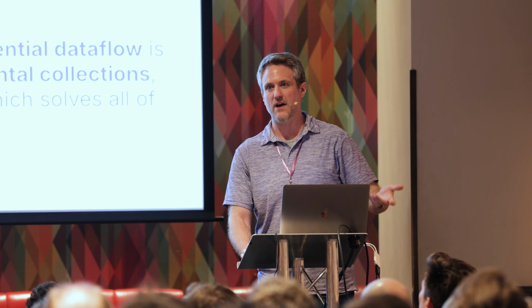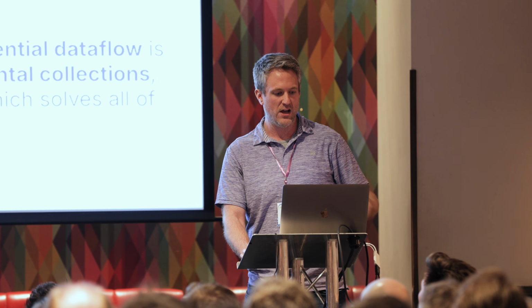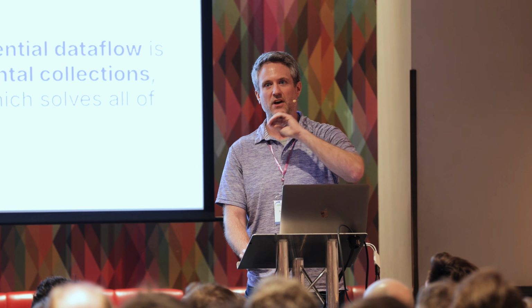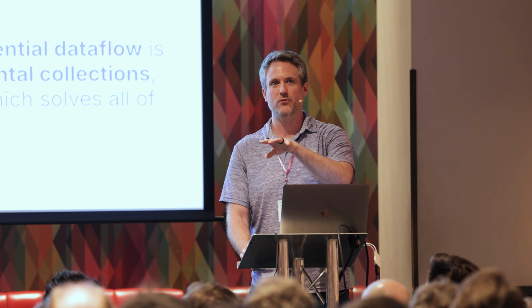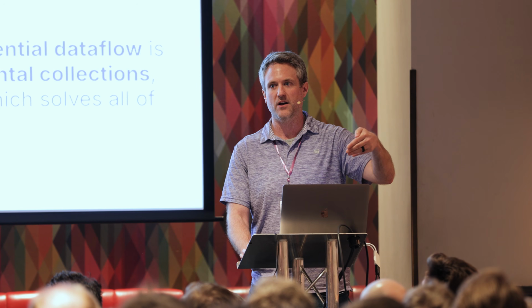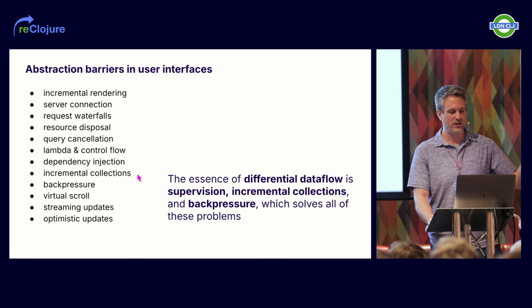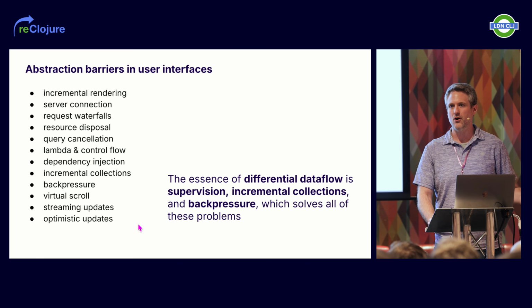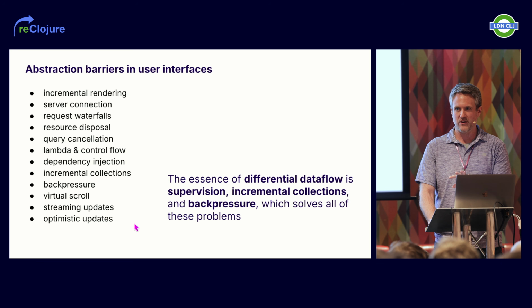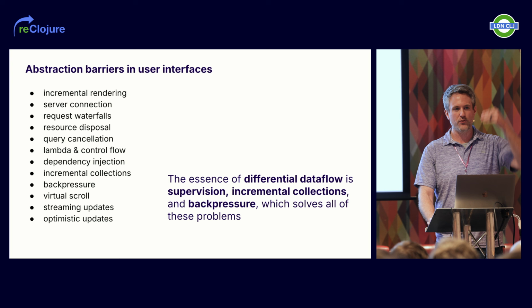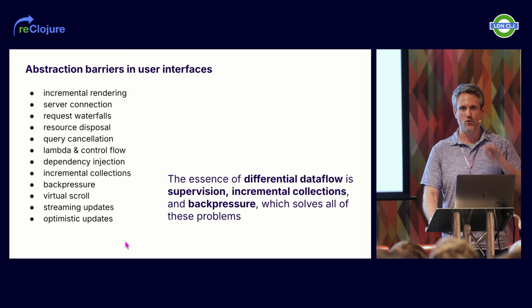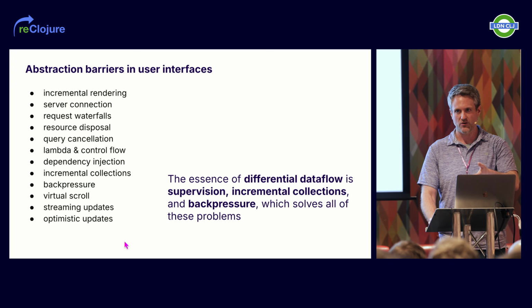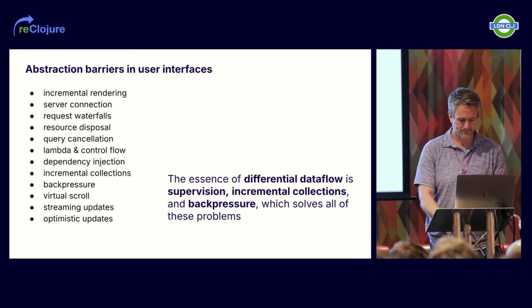So resource disposal, how do you dispose of a resource you don't need anymore? Or query cancellation, what happens if the client is streaming information really fast and faster than the server can respond, and you want to skip to latest. And then you get to back pressure and virtual scroll and streaming updates and optimistic updates. It's just really hard. So what we're going to do for the rest of this talk is go through a series of examples in Electric that are motivated by these problems, okay? And we're going to see the computational structure that solves this problem and how Electric expresses it, okay?